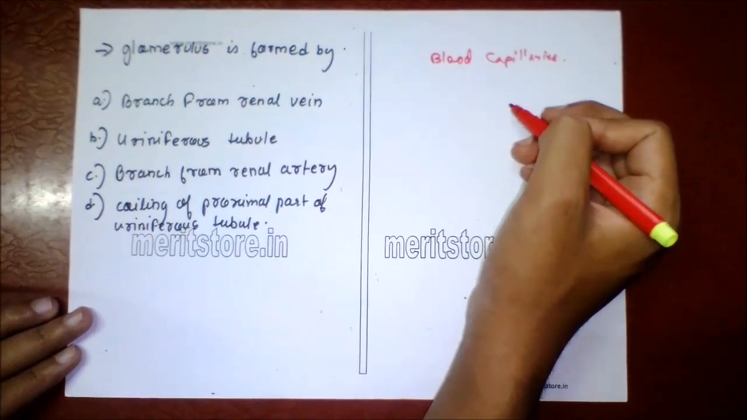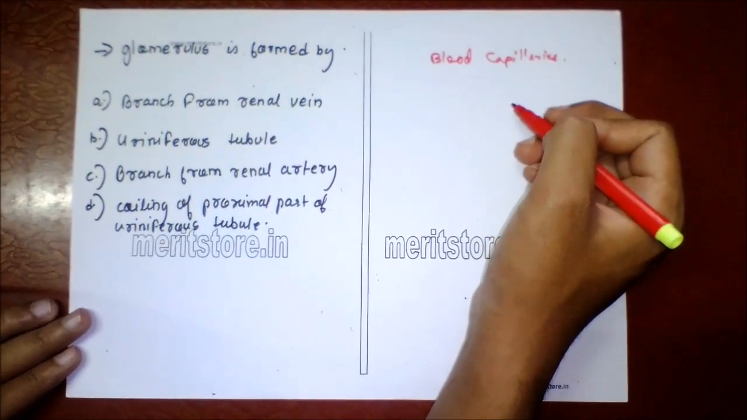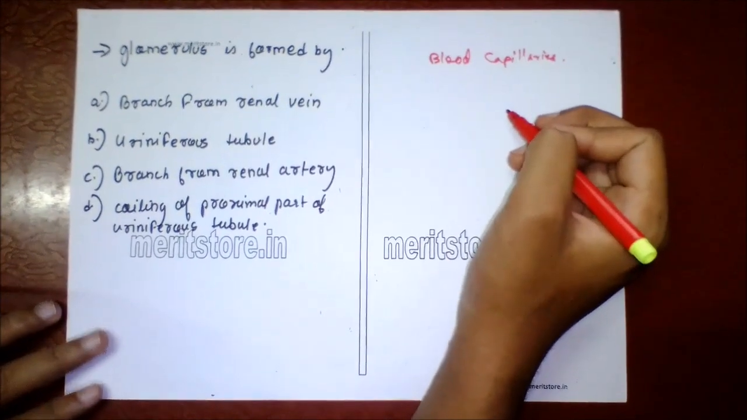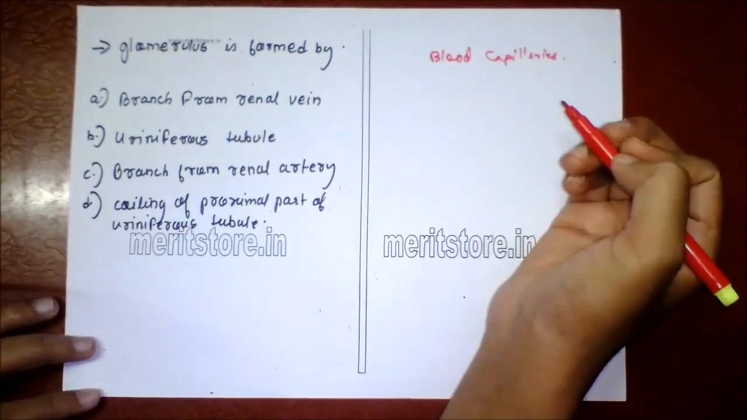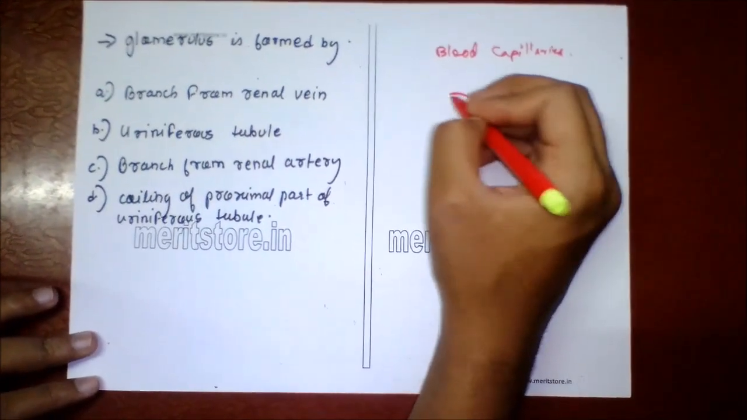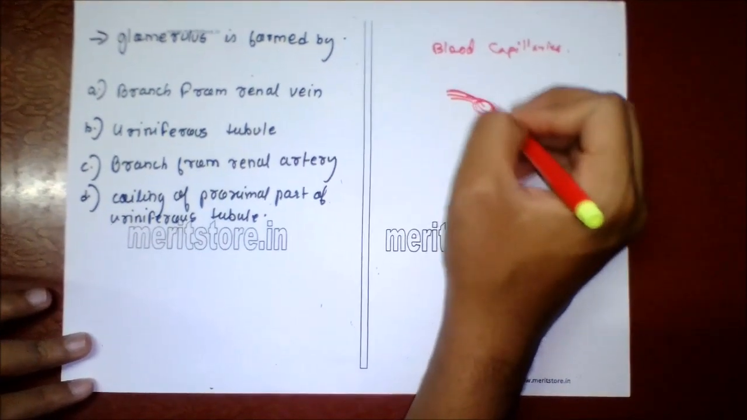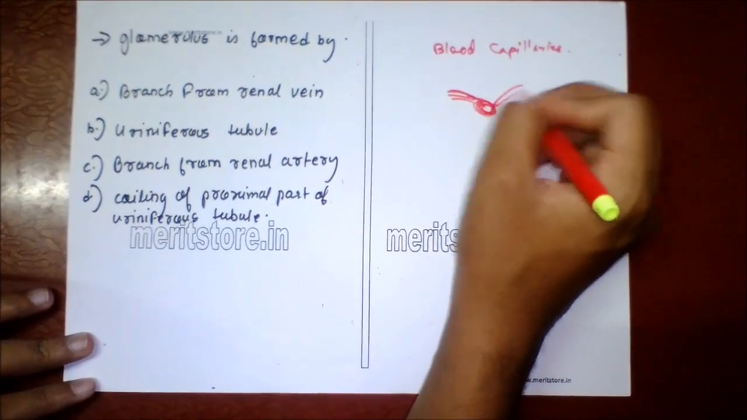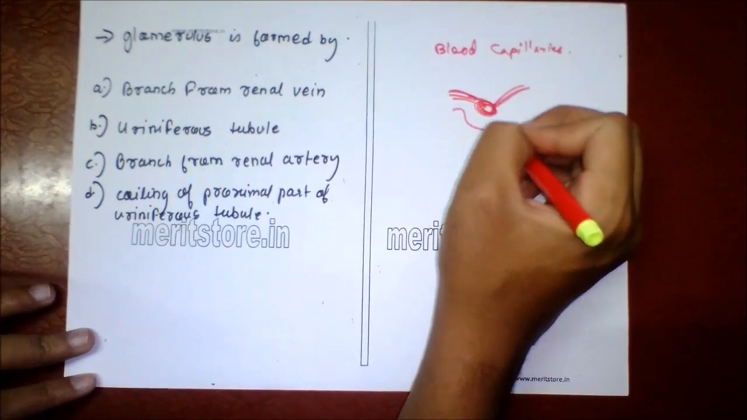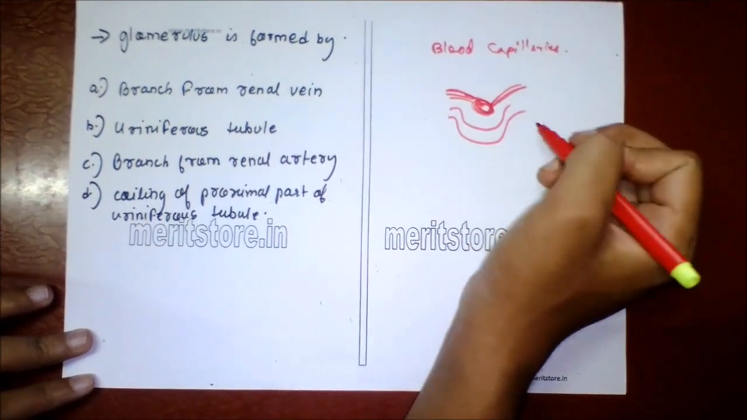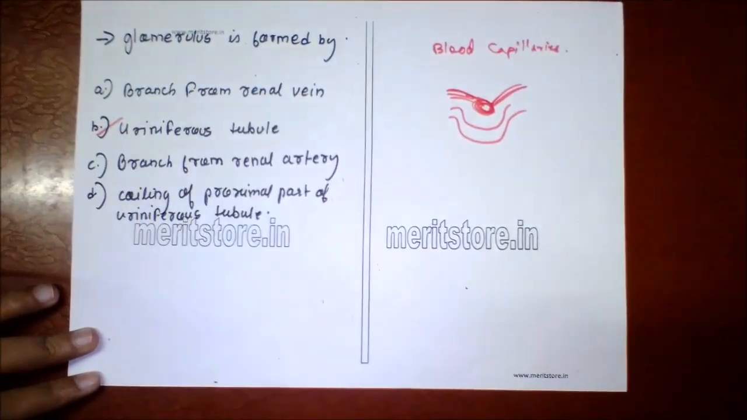So glomerulus and Bowman's capsule together form the renal or Malpighian corpuscle. From here comes the afferent arteriole, here forms the glomerulus tuft, and leaves the efferent arteriole. All these are present in Bowman's capsule. So option B is the correct answer.